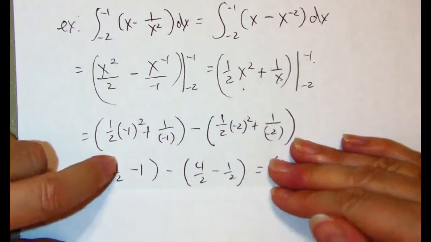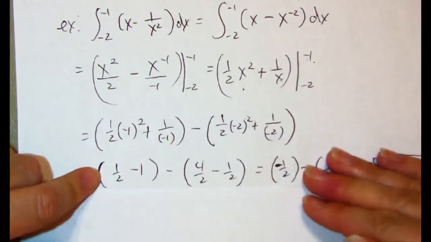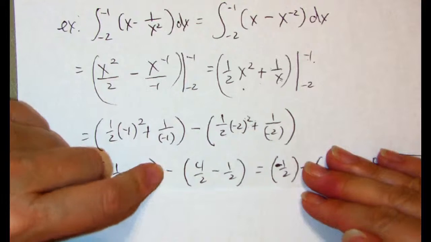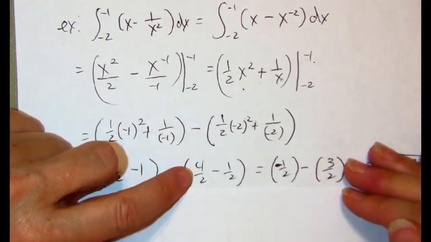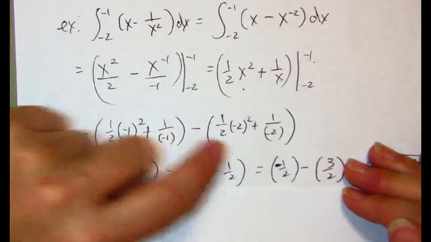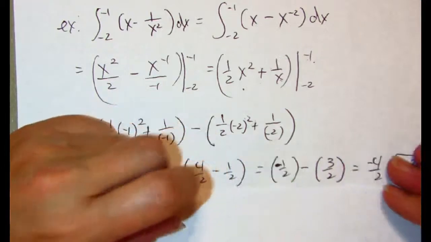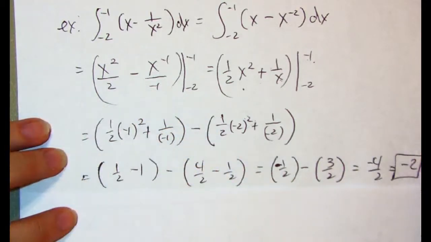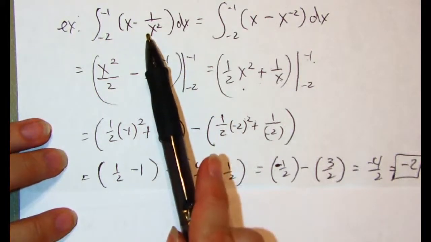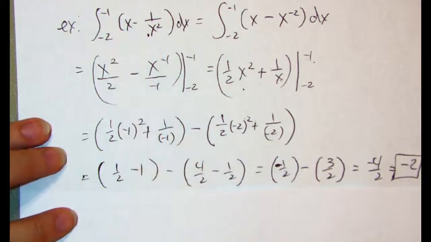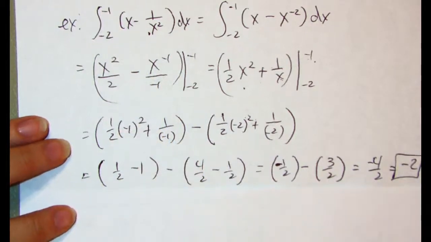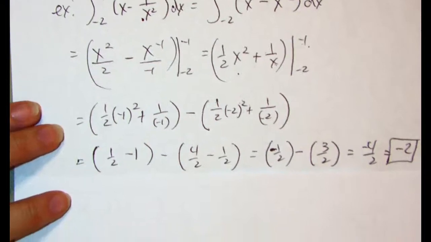Next, 1/2 minus 1, that would be a negative 1/2, minus sign, 4 over 2 minus 1/2. Got a common denominator, so that's 3/2. So negative 1/2 and a negative 3/2 is negative 4 over 2, which is negative 2. So that is the area underneath the curve above the x-axis from negative 2 to negative 1. Obviously, by having a negative answer, I have some of this shape underneath the x-axis.